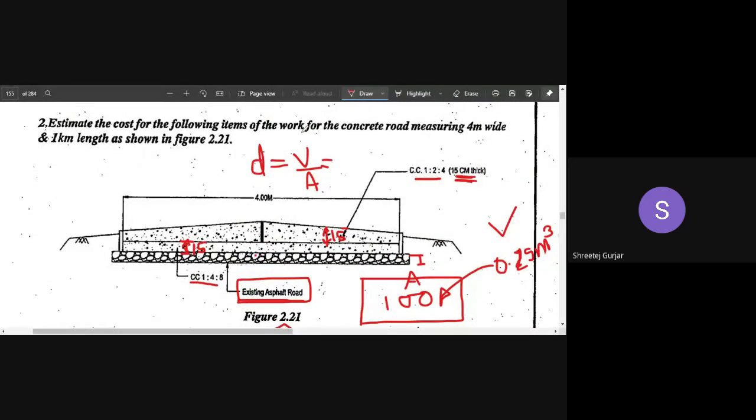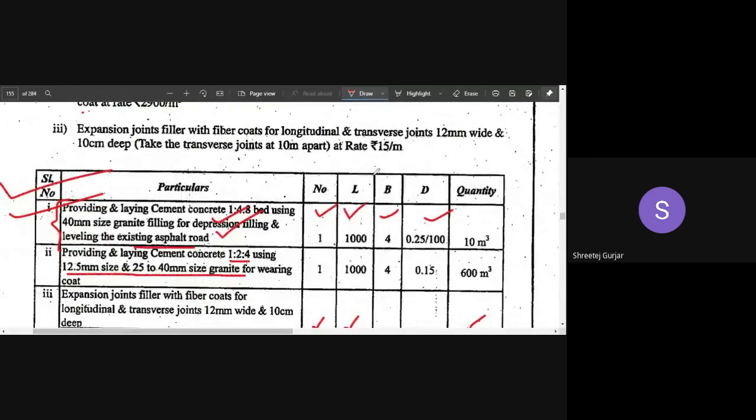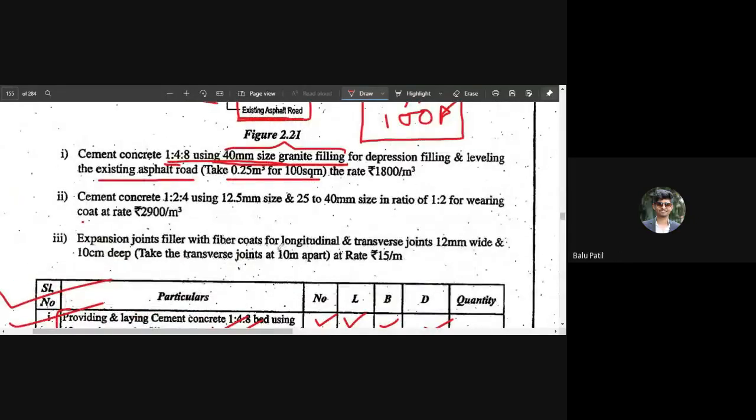Estimate the cost of the following item of work: concrete road measuring 4 meter wide. So B is given over here. Length is given as 1 kilometer. Here you can observe length is given as 1 kilometer. So from here we have got this 1000. No problem. Yes sir, understood. Okay.